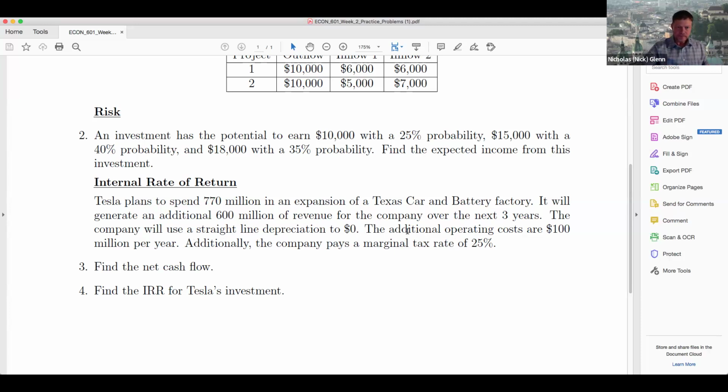So what we want to do first is find the net cash flow for each year. Once we find the net cash flow for each year, we can use that to determine what sort of borrowing costs they need to break even. If they can get it below that, they'd want to go ahead with the decision. If it's higher than that, then they definitely don't want to do it. So let's find the net cash flow first.